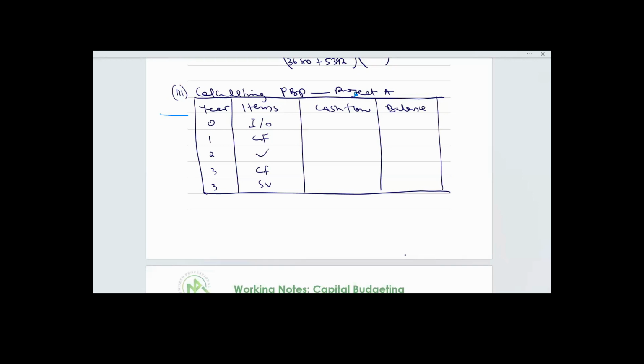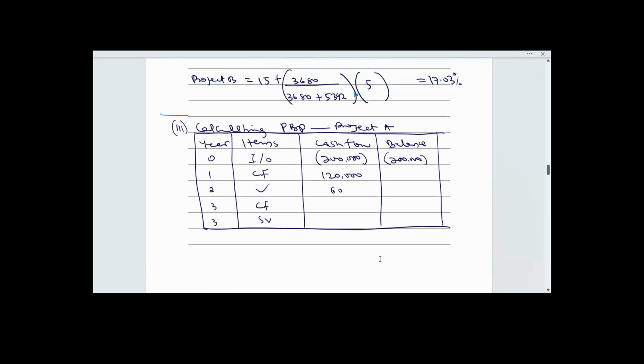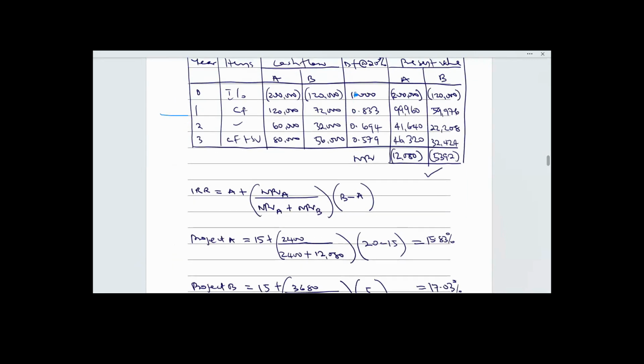Then cash flow of project A, year 0 is 200,000. Balance is 200,000 at year 0. Then here is 120,000. After 120,000 is 60,000. Is it 60? Let me confirm. Yes, 60,000.